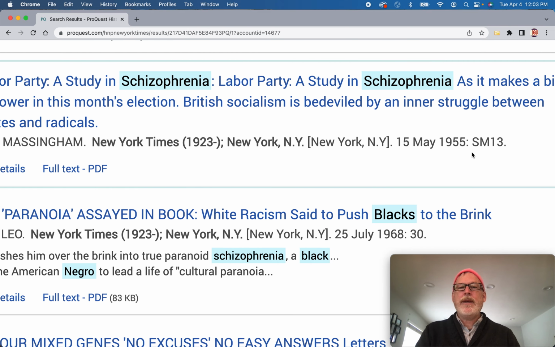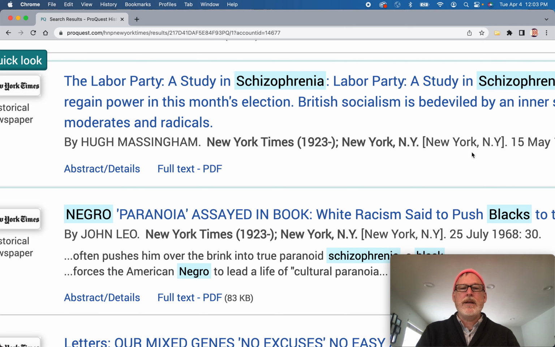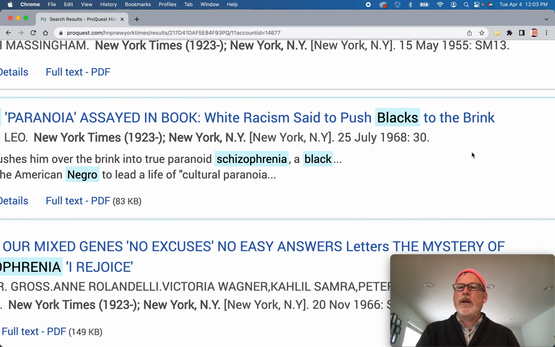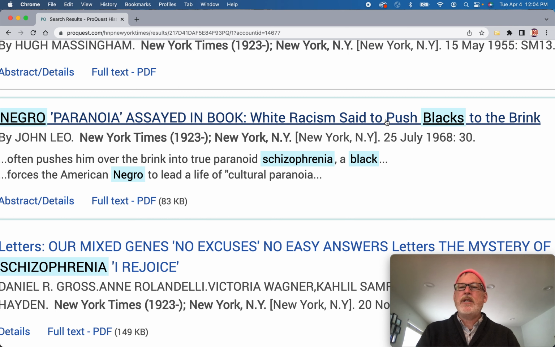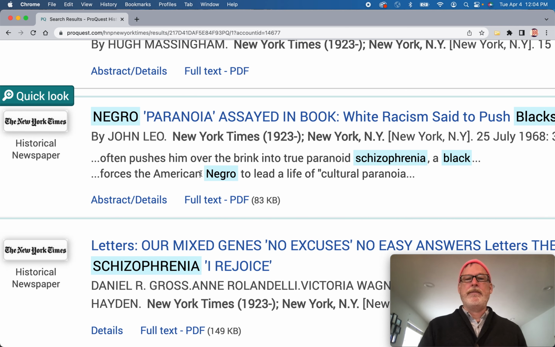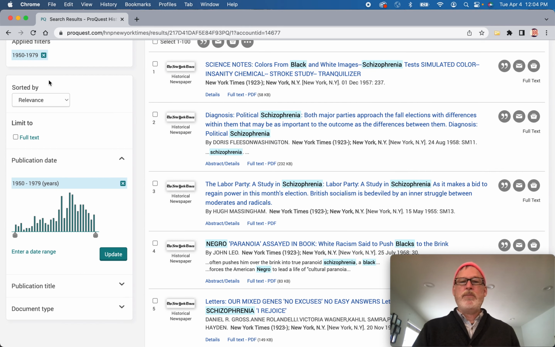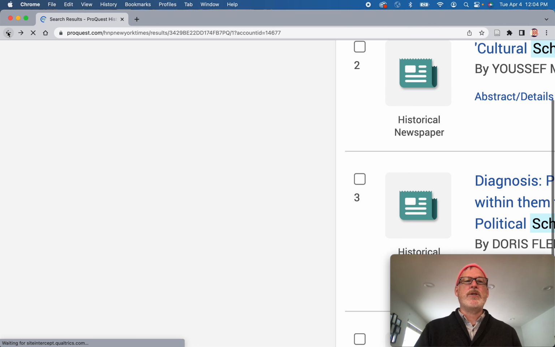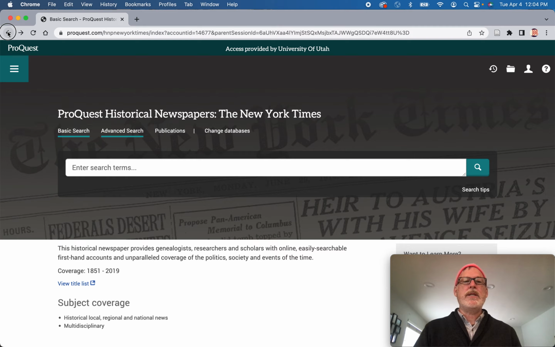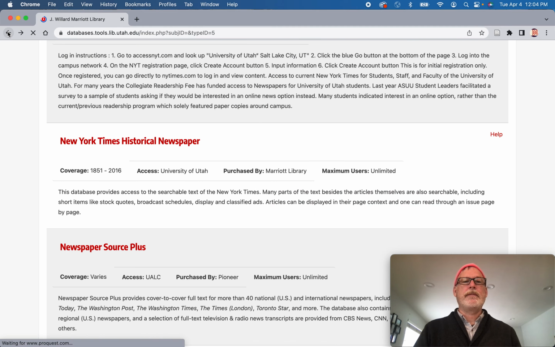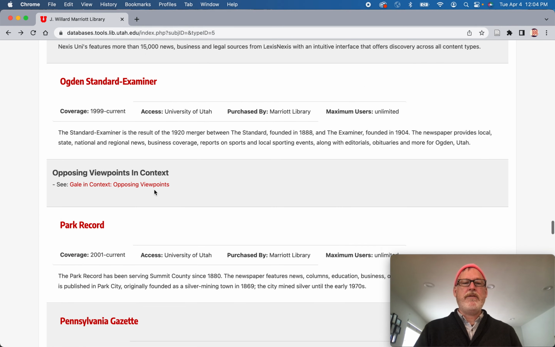The Labour Party, that's like in England. But here's one: white racism said to push blacks to the brink. So you may have to go through and narrow these down. Let's try another, so try different keywords and things like that as you go. Let's go back and look at the Chicago Defender with the same search. There we go. Chicago Defender.